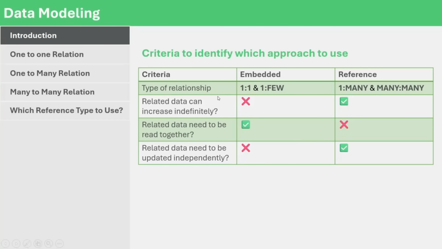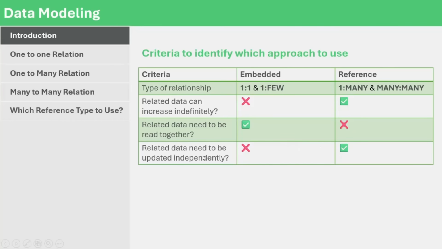Then another criteria which we are going to check is whether the related data can increase indefinitely. So if the related data can increase indefinitely, in that case, we will not go with embedded document approach. In that case, reference approach is preferable. And I will explain what I mean by related data can increase indefinitely. Then the third criteria which we are going to check is if the related data needs to be read together. If the related data needs to be read together, in that case, we can go with embedded document approach. But if it is not required, then we can go with reference approach.